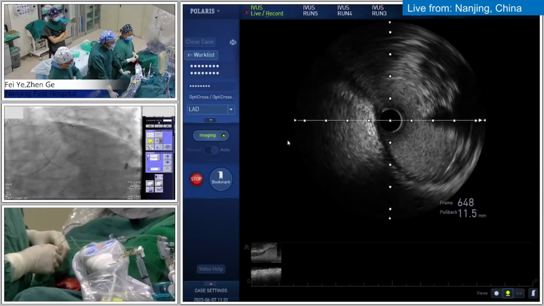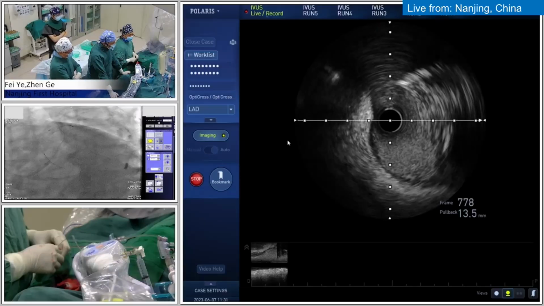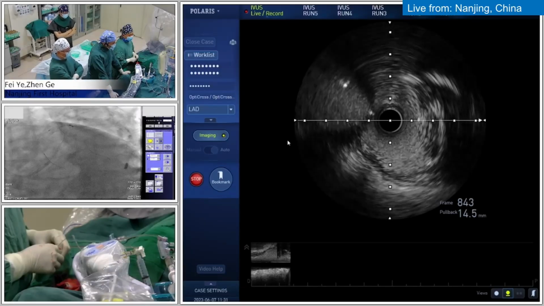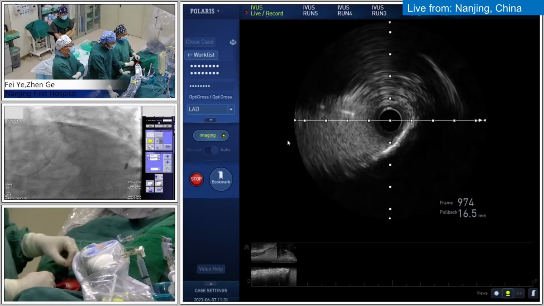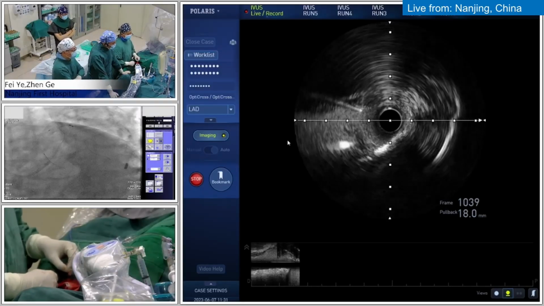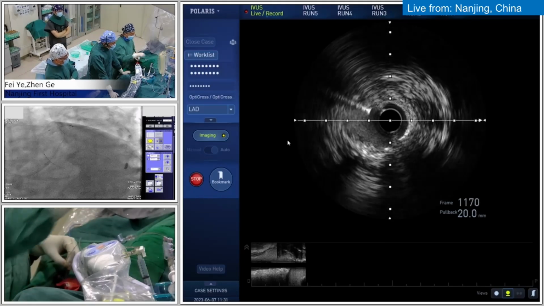It's an ostium LAD lesion. This is just dissection, like a very long classification. This is the bifurcation of the LAD and the circumflex. It's the POC. Circumflex guide wire. This is the distal left main.